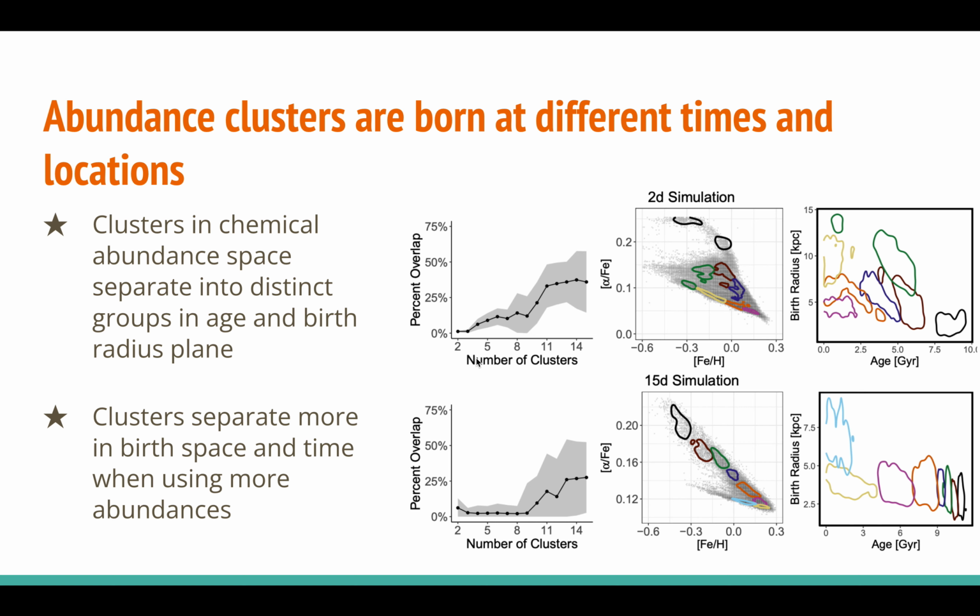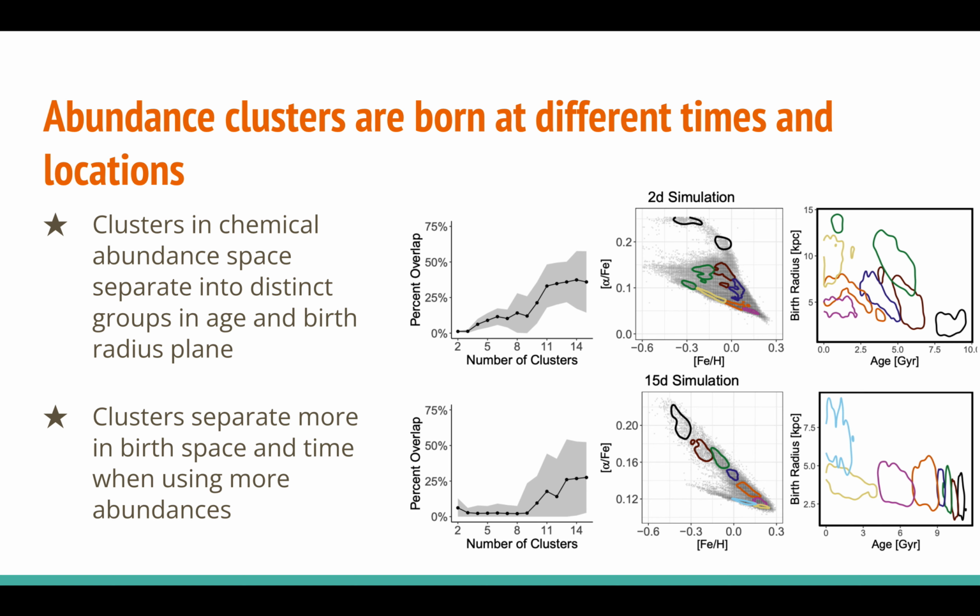We also find that clusters separate more in birth space and time when using more abundances. You can see here that for the 15-dimensional abundance simulation, clustering in 15 abundance dimensions creates groups of stars that are born in completely separate areas of time and location for up to about 9 clusters.